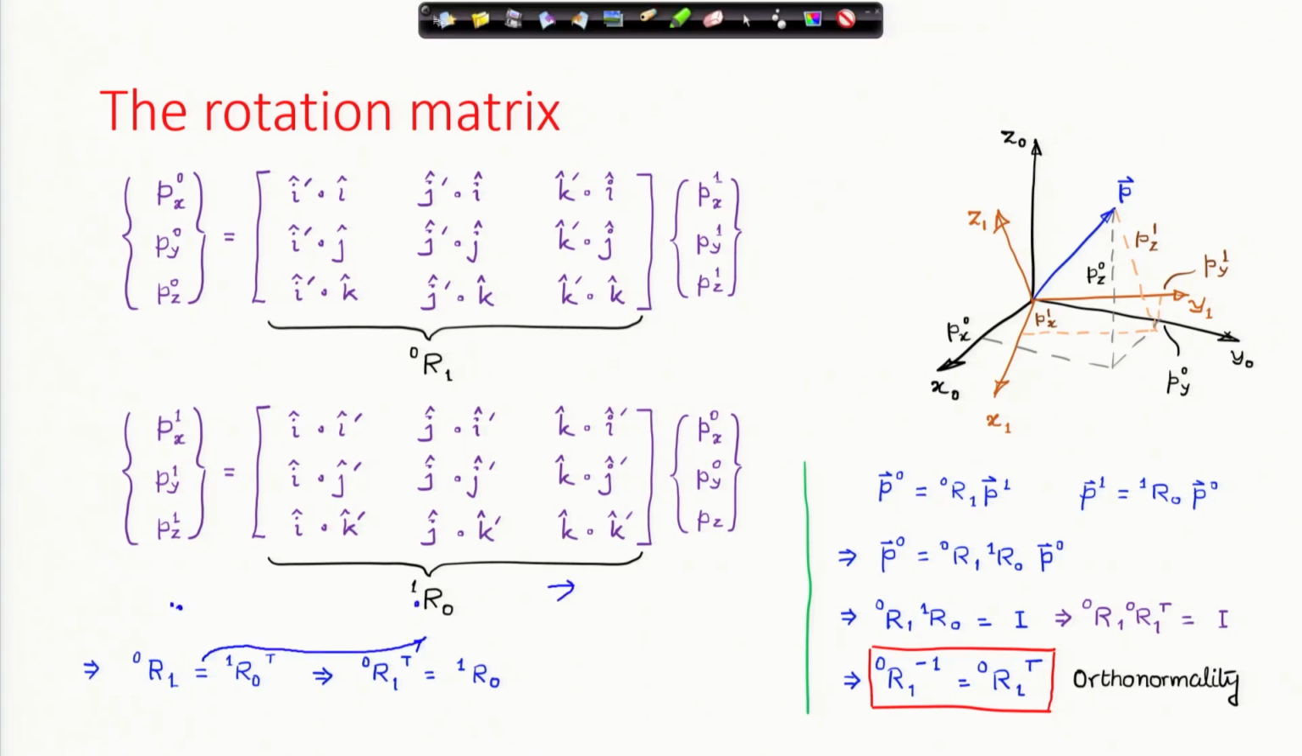In other words, if I have this relation, then I can write this like this. I can write it like this, and in a simpler form I will write it like this.